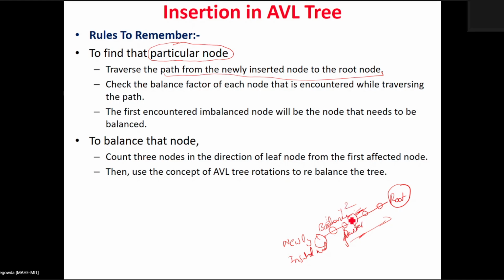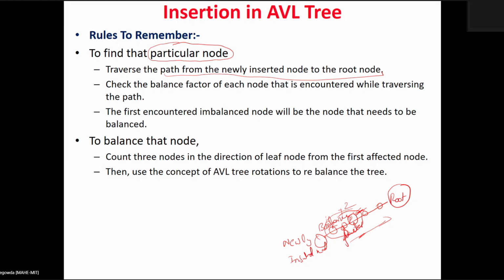Add 2 more nodes in the direction towards the newly inserted node, say for example P, Q and R. Only these nodes need to be balanced. When you balance these nodes, after rotation you can say that the tree will be balanced. We will learn these things through some examples. Okay, so these are some of the rules you need to remember.